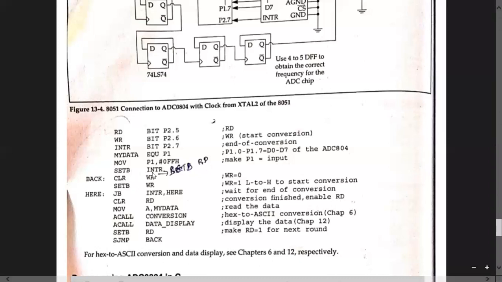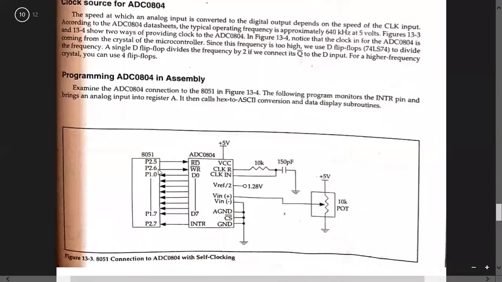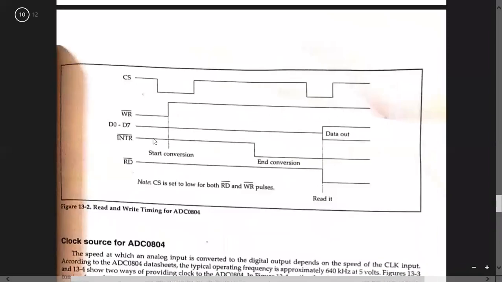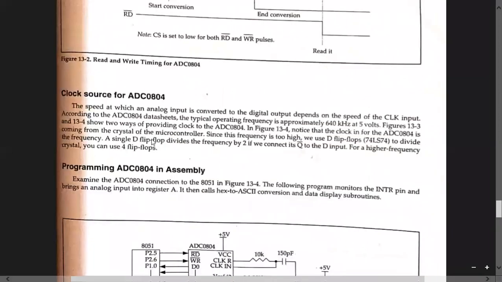So here, then again, what I'm doing, set B INTR. I'm initially setting the interrupt. Why? Because you can see the diagram. Initially, the interrupt is set high only, right? Initially, the interrupt is set high, so the interrupt is set high in the program also.